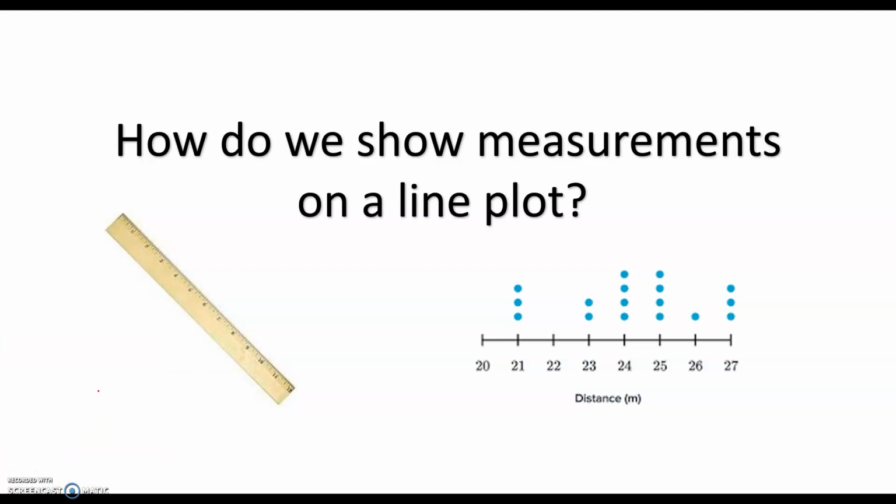Your lesson essential question is, how do we show measurements on a line plot? So you're going to be looking at different measurements and plotting them on a specific graph called a line plot. A line plot is a number line. The data is recorded above the numbers to show how many of something.